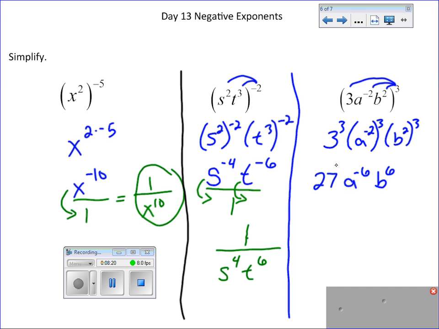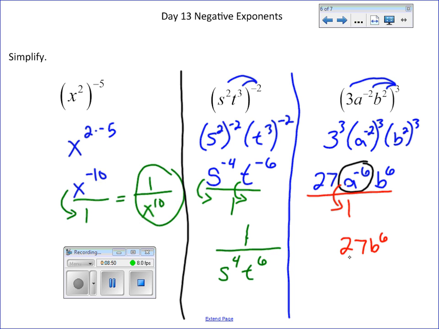Now, like I said on the last slide, see this as 3 individual things. When we look at this as 3 individual things, what we're seeing is that really only one of these has a problem. The other 2 are fine. We're only going to fix the problem. The way we fix the problem is by moving it. We put this over 1, and we know that this a to the negative 6 has to come down. We're left with 27 and b to the 6th. Those remain on top because those are perfectly fine. But the a to the negative 6 moves down to become a to the positive 6th power.